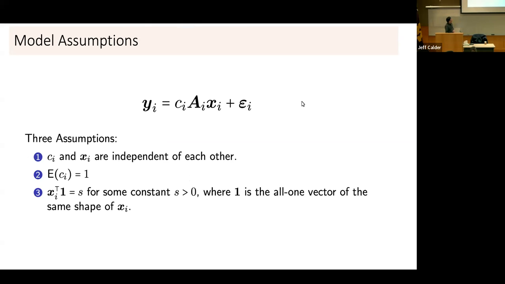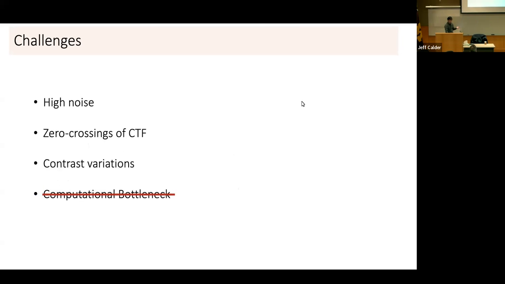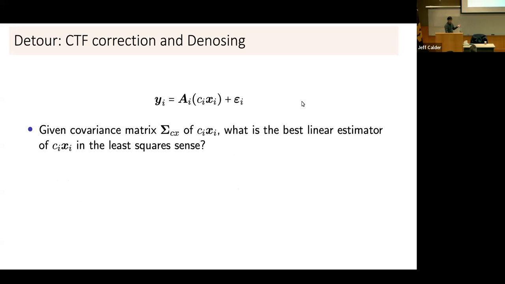But now if we make additional assumptions, for example, that C_i and X_i are independent of each other, and you assume that the sum of pixel values in each image is a constant, by these assumptions you can actually estimate the C_i quite accurately. I want to mention that the last assumption is quite reasonable because the sum of pixel values, by the line projection, is actually the sum of the voxel values of the molecule, which is constant. Okay, now we have actually solved the computation bottleneck, but we want to really focus on contrast variations.